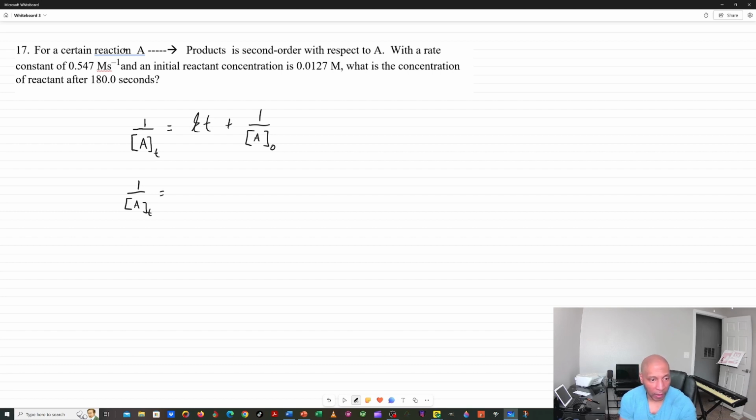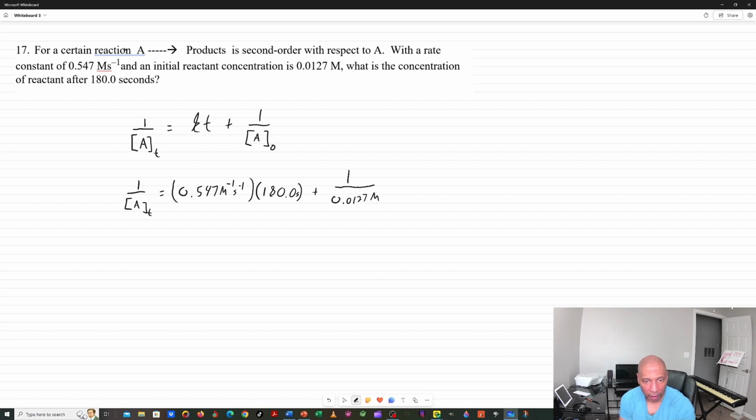So my rate constant is 0.547 m to the negative 1, s to the negative 1, times my time, which is 180 seconds, plus 1 over my initial concentration, which was 0.0127.